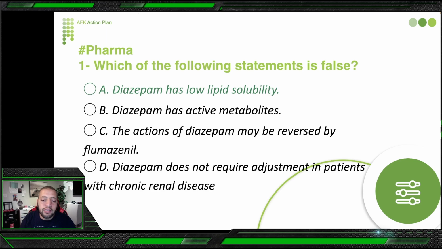The action of diazepam can be reversed by flumazenil, and this, as we said before, is a competitive antagonist and does not require adjustment. No, it does require adjustment in chronic renal disease, because it's mostly metabolized in the liver and then getting out through the kidney. So we should look out for this one with elderly patients and patients with chronic renal disease.